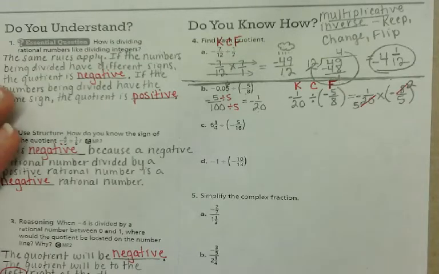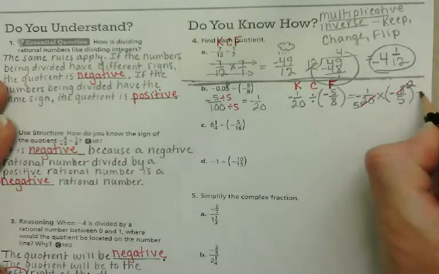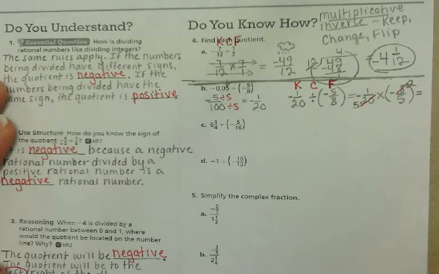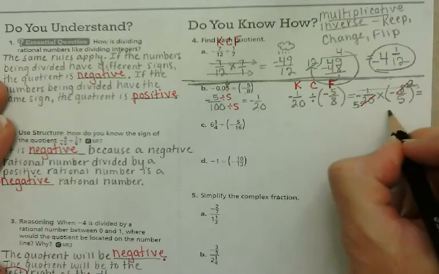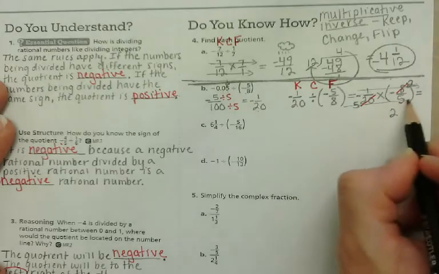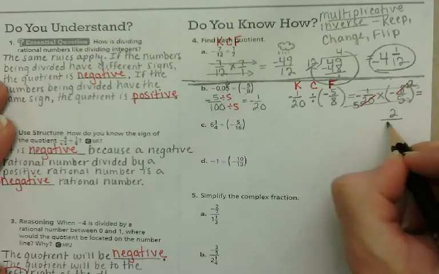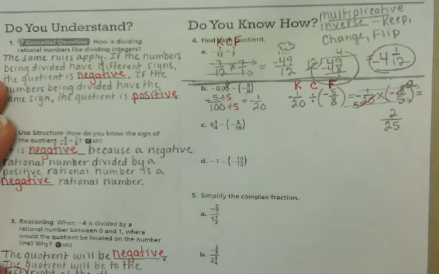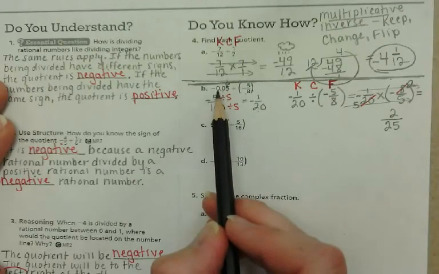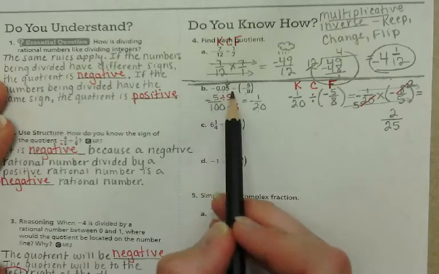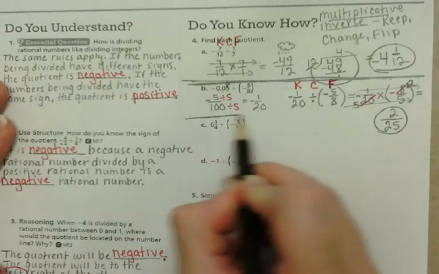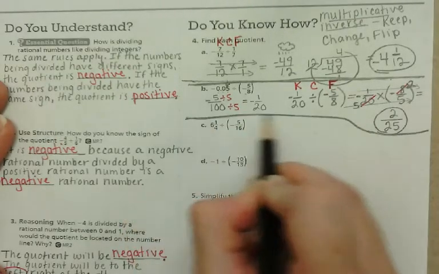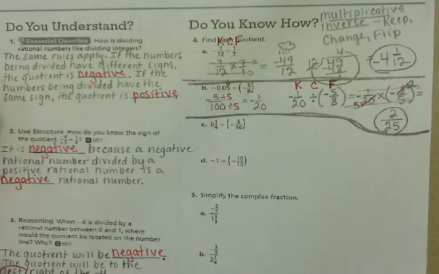The only problem with some of these worksheets is they don't give you a whole lot of room to write. So this would equal, and now we would just multiply across the top. 1 times 2 is 2. Multiply across the bottom. 5 times 5 is 25. I'm going to look back to my original problem, and it was a negative divided by a negative, so my quotient will be positive. I'm going to just section this off so it's a little more neat.